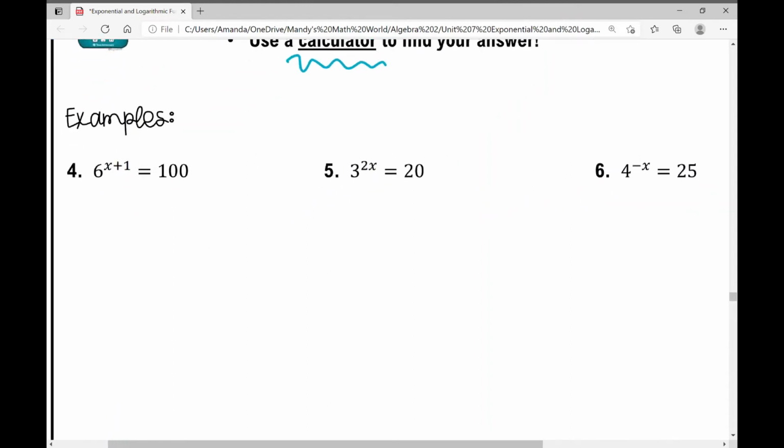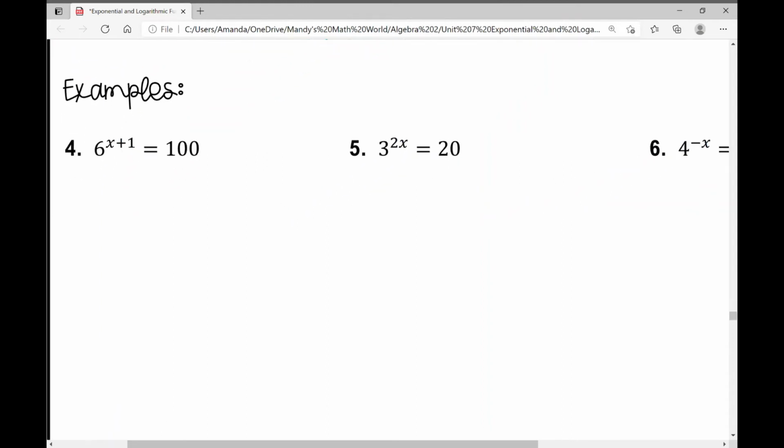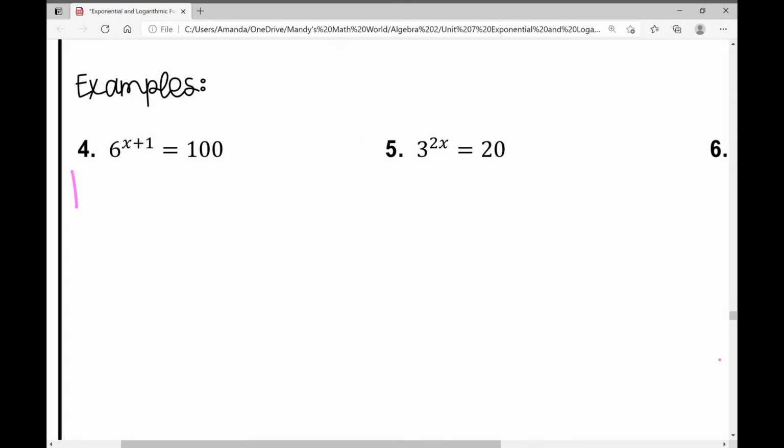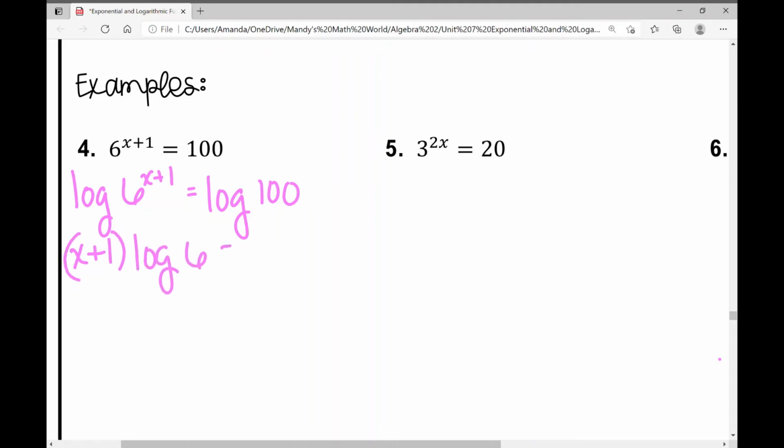And I know I have a variable in my exponent, so I'm going to take the log of both sides. I'm going to take the log of 6 to the power of x plus 1. What I do to one side, I have to do to the other, so that's log of 100. And then I'm going to apply my properties of logarithms. So what can I do with this exponent up here? I can move it out in front. So that's the same as x plus 1 times the log of 6 equals the log of 100.